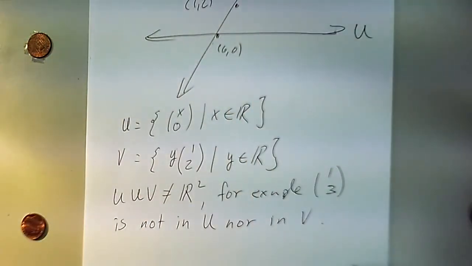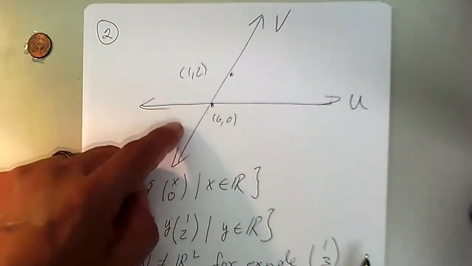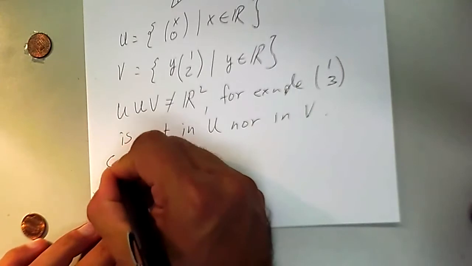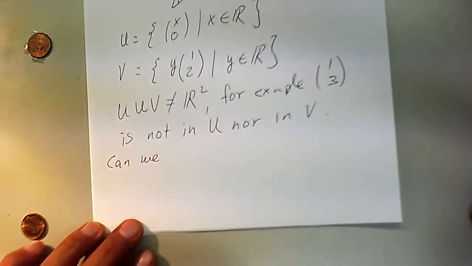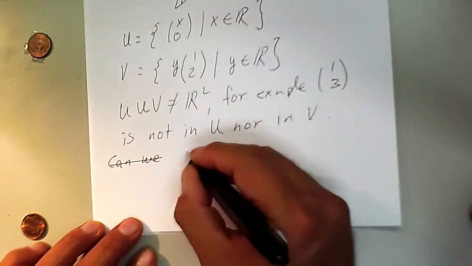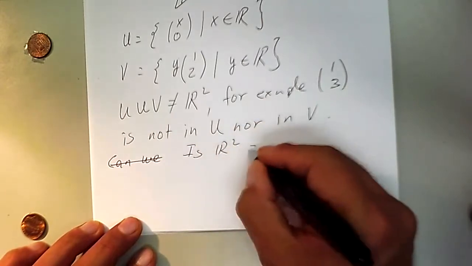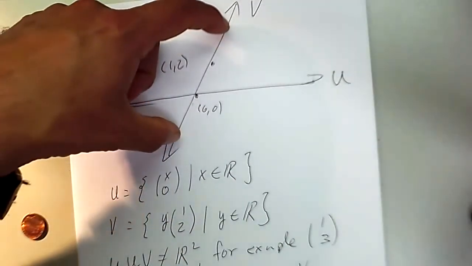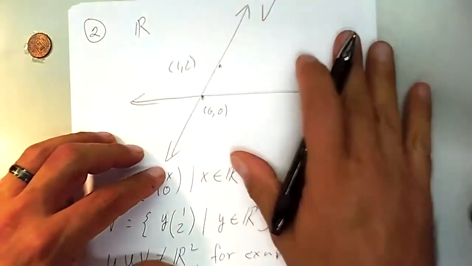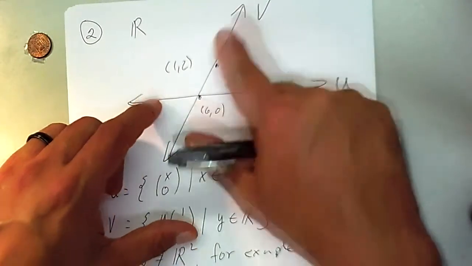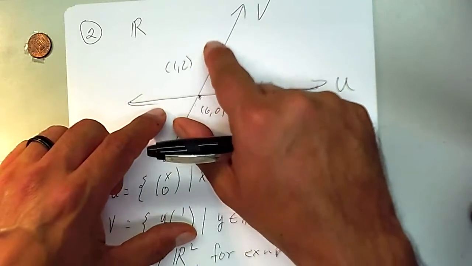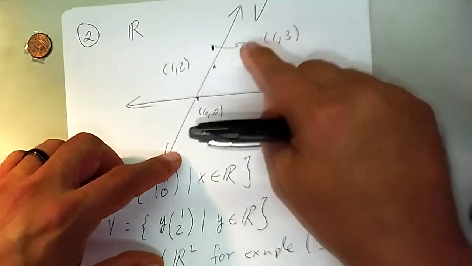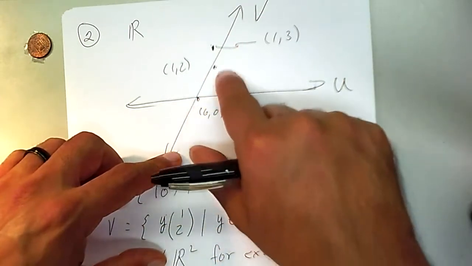Okay. Now, can we form 1, 3 using an element from U plus an element from V? And the answer is absolutely yes. So the question is, actually, the better way to write the question is: is R squared equal to U plus V? So the union is not all of R squared. R squared is everything, the whole plane. But the union is not, but can we write elements, say this one, which would be above, 1, 3, as a sum of a vector here plus a vector here?